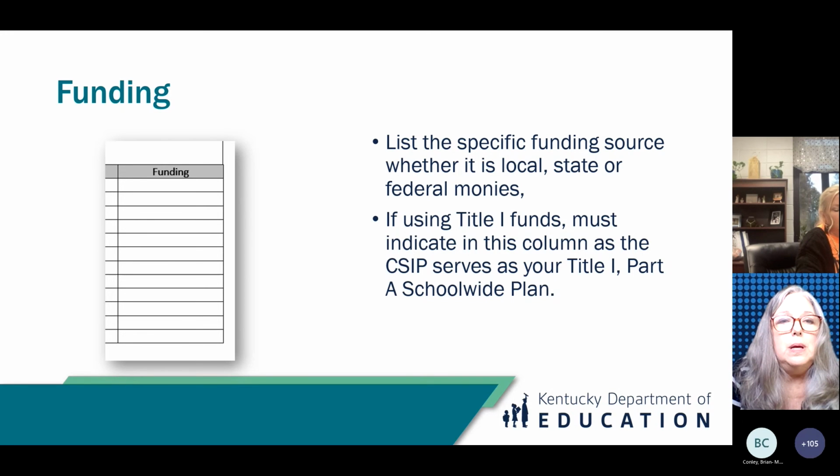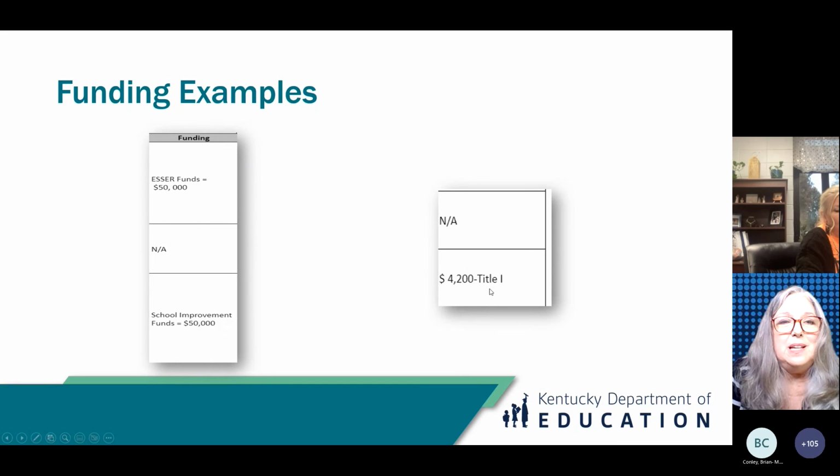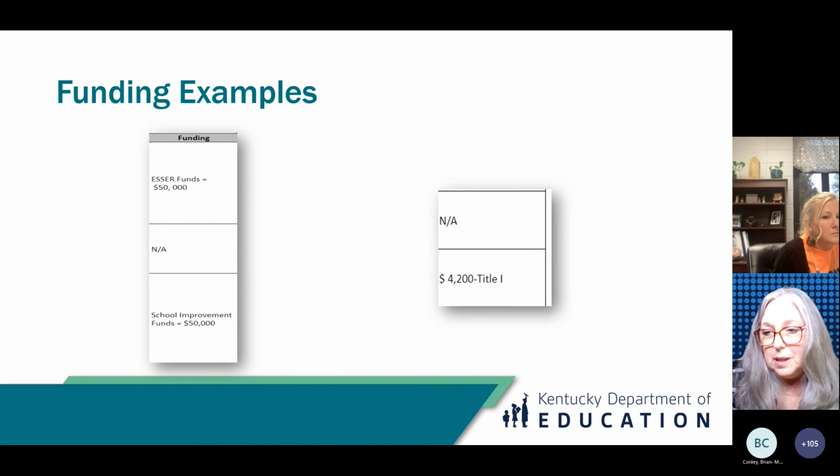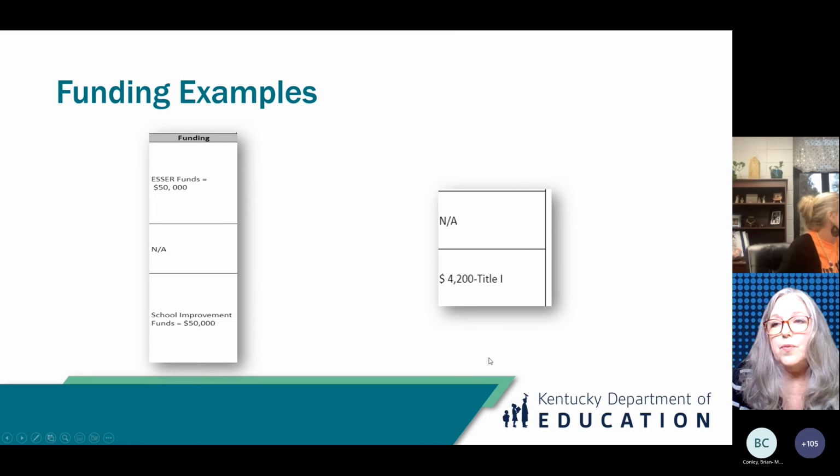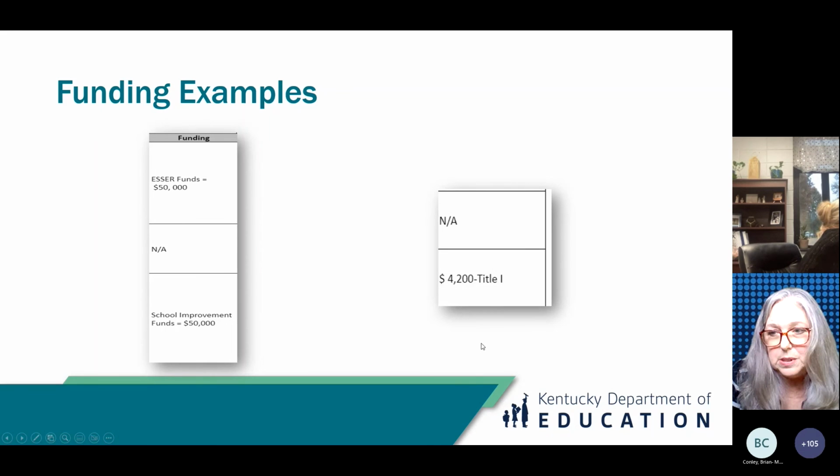So the next example, on the next slide, you can see that for a funding source, they've used ESSER funds in the amount of $50,000. Or the other strategy was just something that they were doing in the building, like the previous example, monitoring the PLC. That's not costing additional dollars, so that would be an NA. If they're using SIP funds, what amount is that? And again, here's an example for Title I, they've used $4,200. So just make sure for each of those, you have designated some funding source. And if there is not a funding source, that's something you're able to do without outside resources, just list the NA.